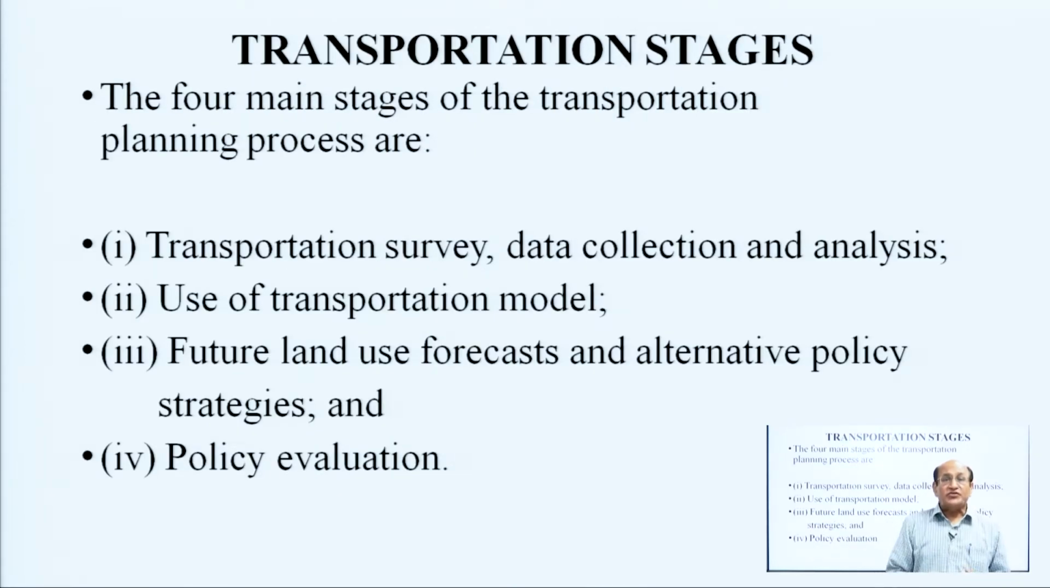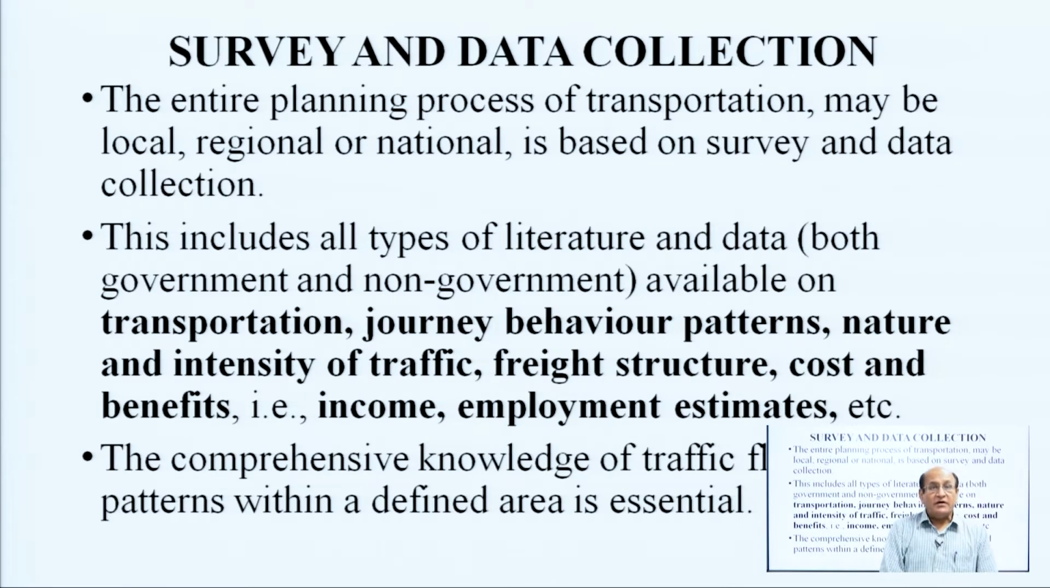Now, come to the transportation stages. There are mainly 4 stages. The first, transportation survey, data collection and analysis. The second is use of transportation model. Third, future land use forecast and alternative policy strategy, and the fourth, policy evaluation. So, these are the 4 main stages of transportation planning process. We will take up one by one, the survey and data collection.